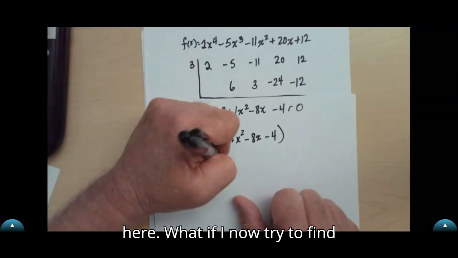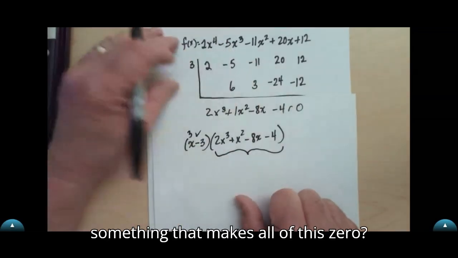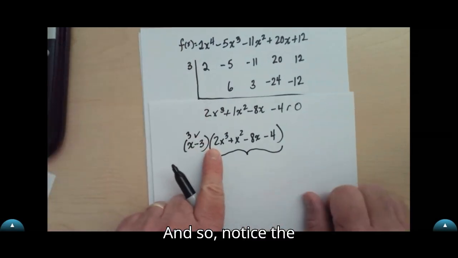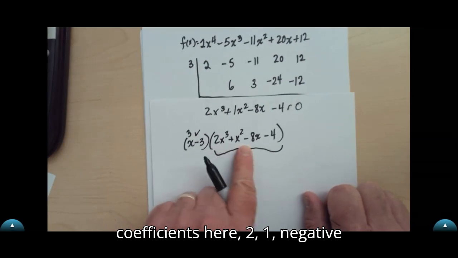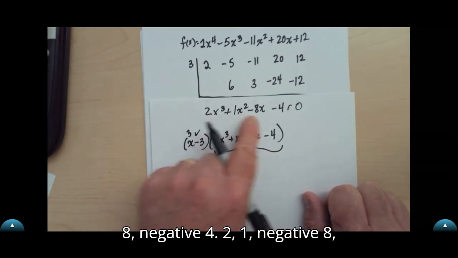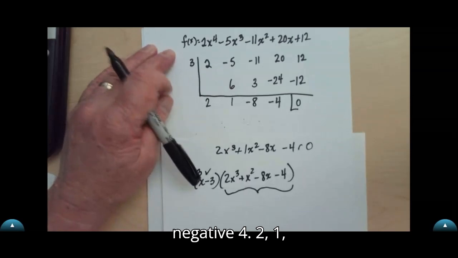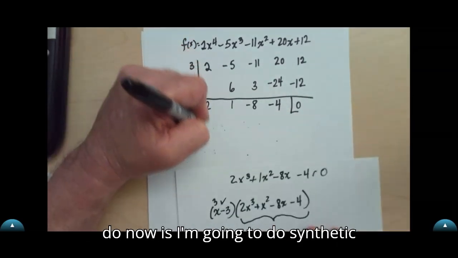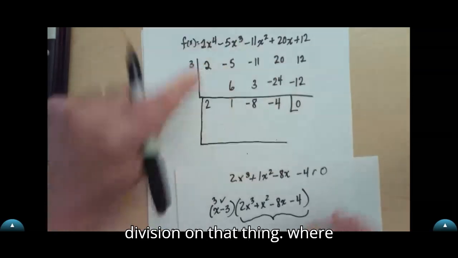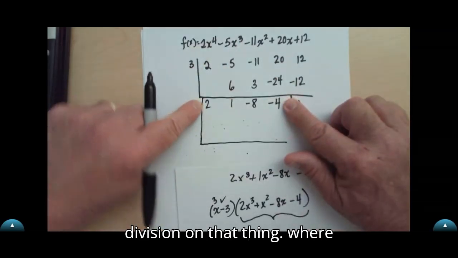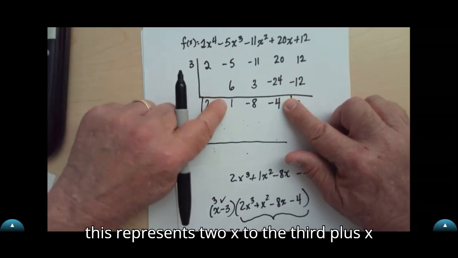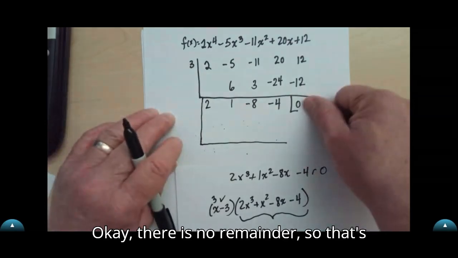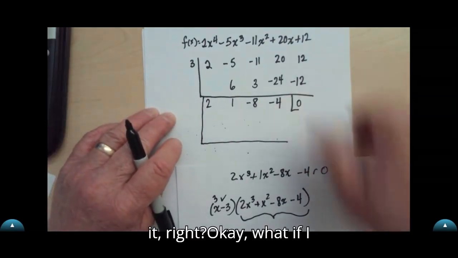What if I now try to find something that makes all of this 0? Notice the coefficients here: 2, 1, negative 8, negative 4. What I'm going to do now is synthetic division on that thing, where this represents 2x to the third plus x squared minus 8x minus 4. Okay, there is no remainder, so that's it, right?